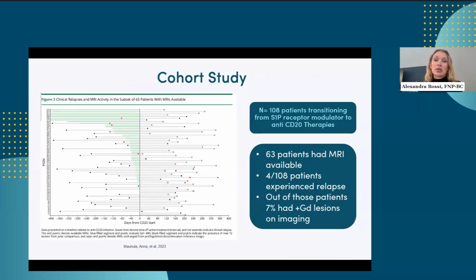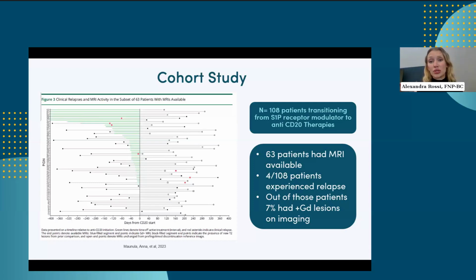This is another cohort study, and it really emphasizes what to do when we talk about transitioning patients safely off of S1Ps. And I think the data really proves it here. We saw a higher incidence of rebound in patients that were transitioned to cladribine and a much lesser number in the patients that were switched to B-cell therapy. And this data kind of proves it.